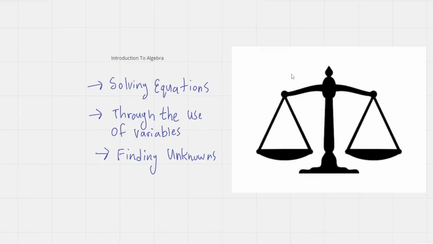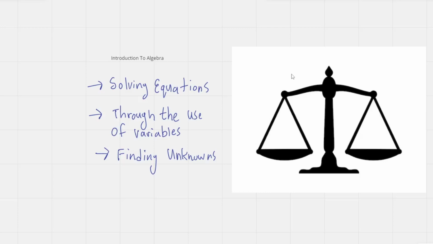Okay, so now we're going to be looking into an introduction into algebra. So what exactly is algebra? Algebra is basically using variables to solve equations and find unknowns. So that's basically what algebra is. And yeah, let's get into it.